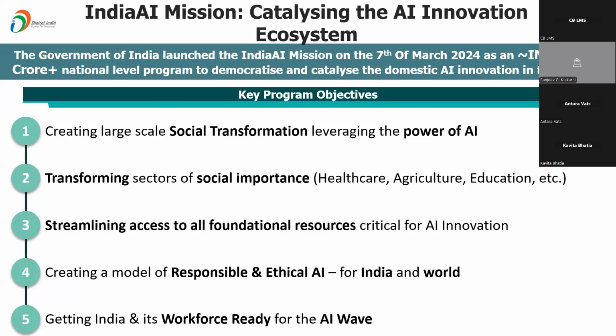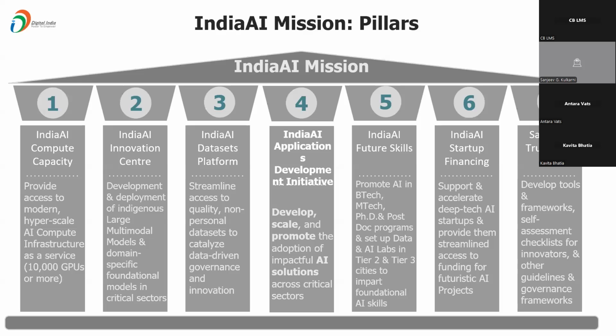The mission has 7 pillars. The first pillar is India AI compute capacity, where we will create compute up to 10,000 or more. The second one is the India AI Innovation Center, where we will create large multimodal models using the Indian data sets, and we create specific foundation models in the critical sectors.